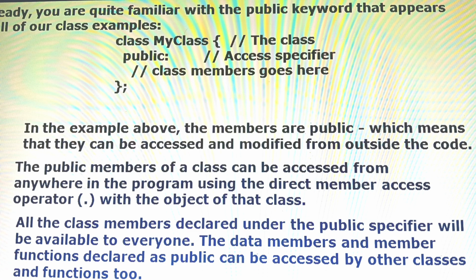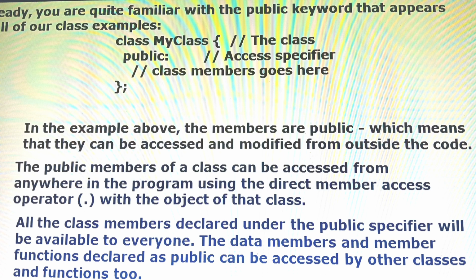In the example above, the members are public, which means that they can be accessed and modified from outside the class. Okay. Once we declare the class with the keyword public, we can access the members of the class outside the class. The public members of a class can be accessed from anywhere in the program. We can access them using the direct member access operator, dot, with the object of the class.